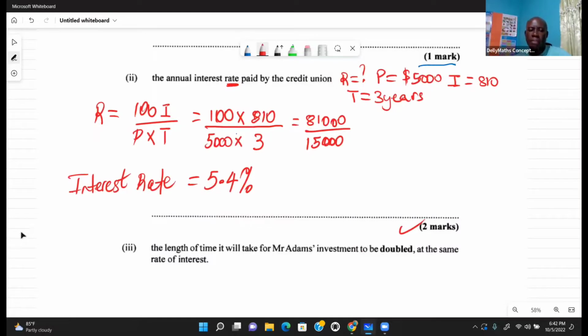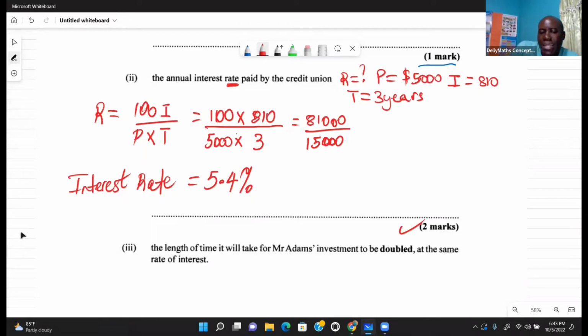We need to determine the length of time it will take for Mr. Adams' investment to be doubled. We did a question like this. So we're talking about what time will it take to double his investment?